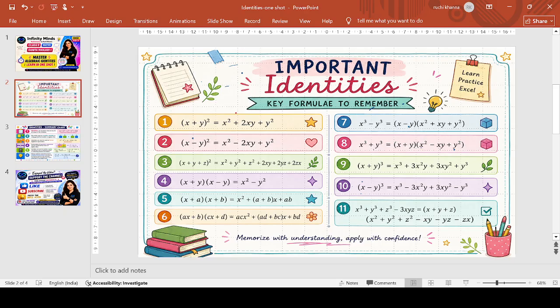x cube plus y cube plus 3x square y plus 3y square x. This was the one I have been telling, that in these two there is a different way to write. We could also take the 3xy common, and in brackets we can have x plus y. Like x cube plus y cube plus 3xy is common, and inside you have an x plus y. So both the forms are same.